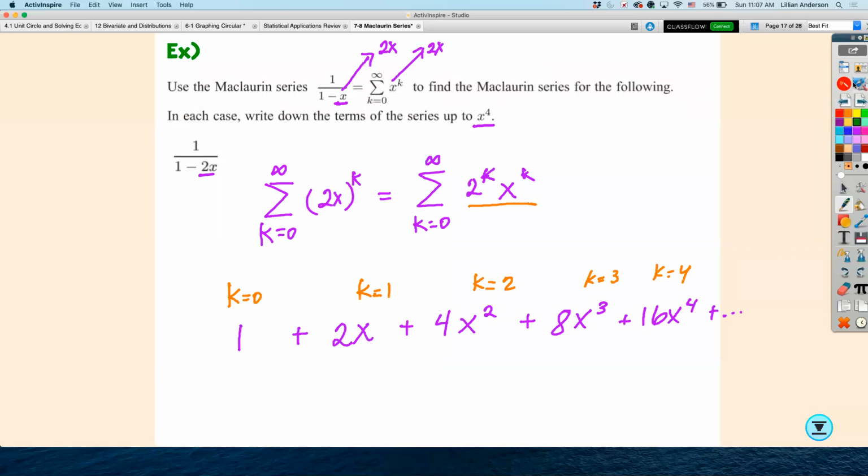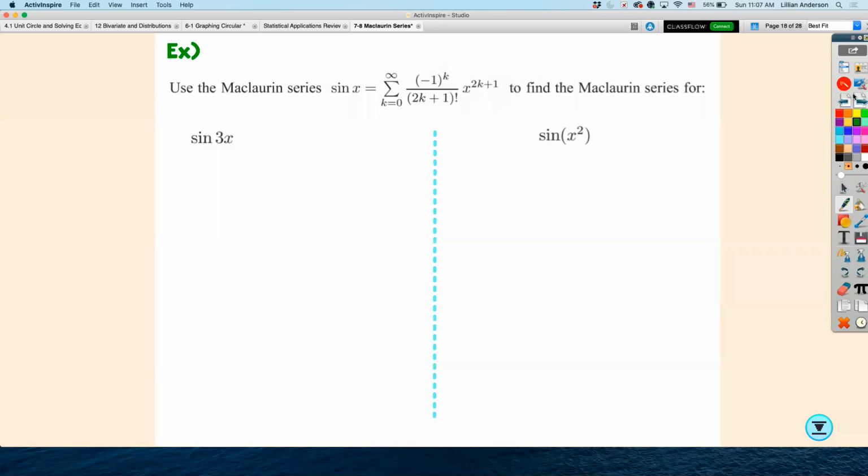Unlike in the last example where it's asking us to write down the terms up to x to the fourth, we're not actually writing out any of the terms. We're actually providing the sigma notation to represent the Maclaurin series. So these two are actually just a tad bit easier. We just need to recognize that, as we can see, we're replacing x with a 3x here. And then for the second example, we're replacing x with an x squared.